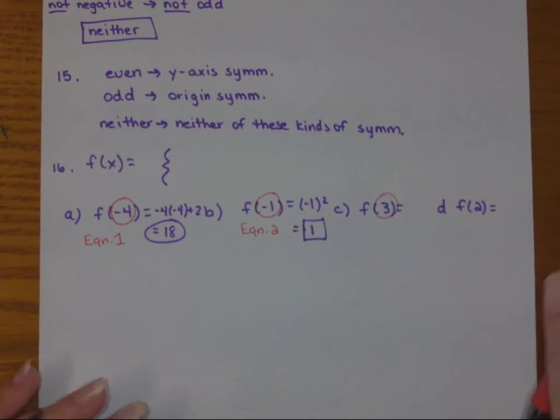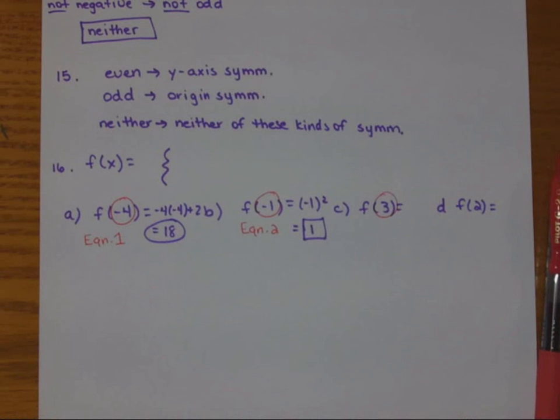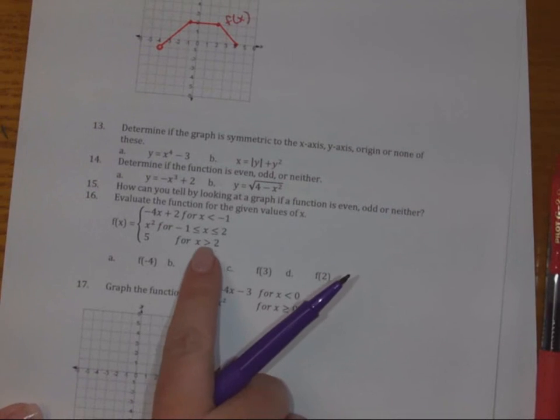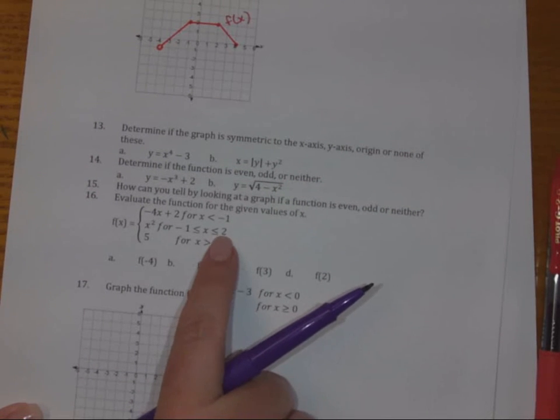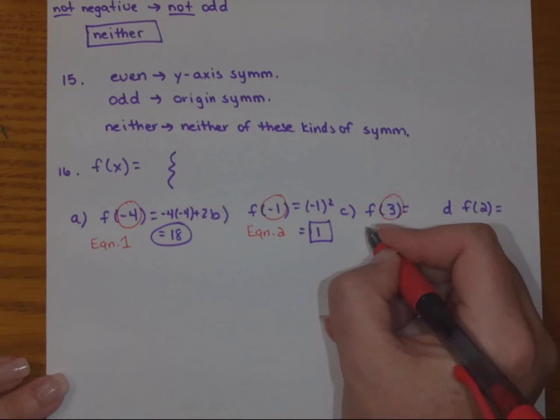For part C, we have x equals 3. Okay, so you have to ask yourself, is 3 greater than 2, or is it somewhere between -1 and 2? Notice it's greater than 2, right? So we would use equation number 3.